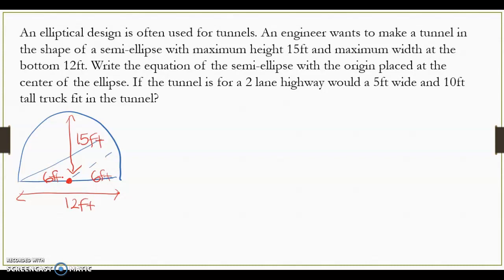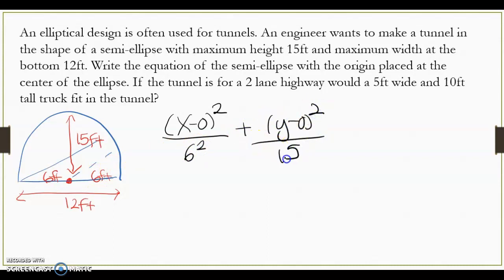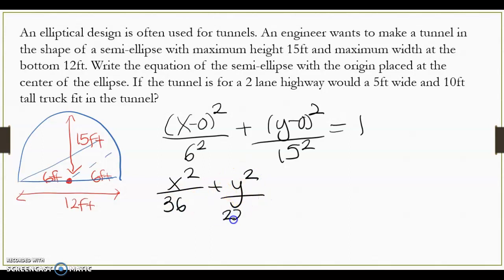The question says, write the equation of the semi-ellipse with the origin placed at the center. So doing that, we have (x minus 0) squared over the a direction, 6 squared, plus (y minus 0) squared over the y distance, 15 feet, squared, equals 1. Now we can simplify that, so we get x squared over 36 plus y squared over 225 equals 1. So there's our equation.